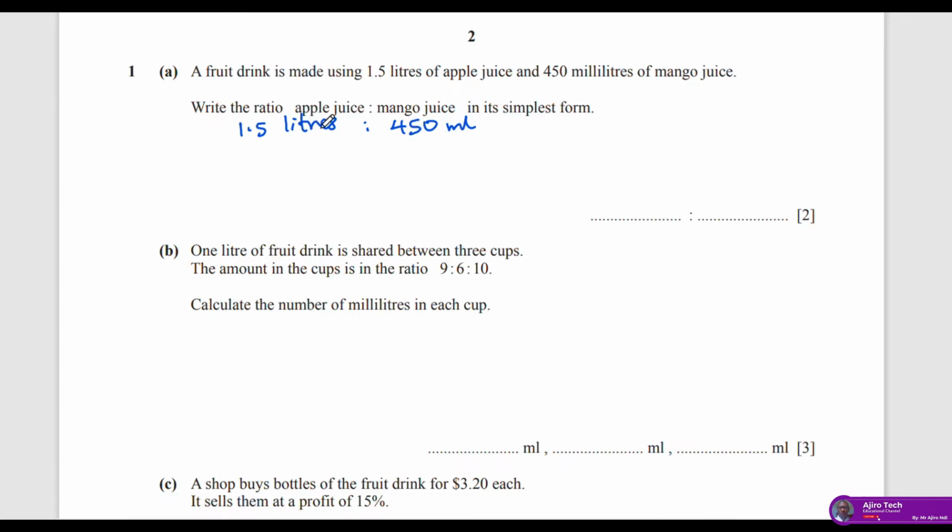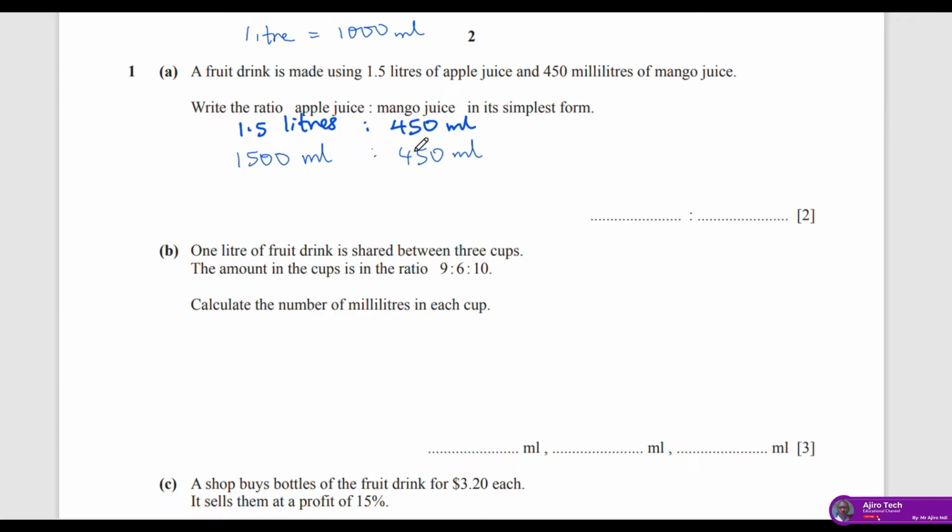As you know, we cannot just reduce to the lowest term because liters and milliliters are not the same units. So we convert the big unit to a smaller unit. How many milliliters are inside 1 liter? 1000. So 1 liter is equal to 1000 milliliters. Multiply this by 1000, you have 1500 milliliters ratio 450 milliliters.